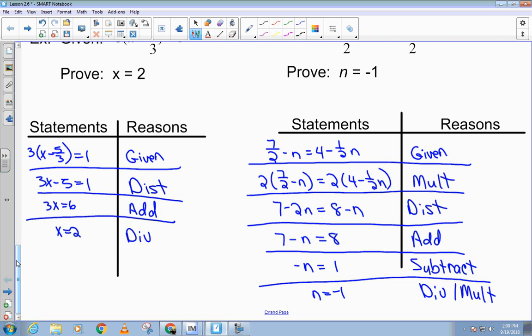Now, how many of you would have done something a little different right here? What would you have done? How many would have moved the 7 over to begin with? Okay? I want to show you how it can look a little bit different. They would say minus 7. That's the first thing they would do. So, okay. Negative 2n equals 1 minus n.